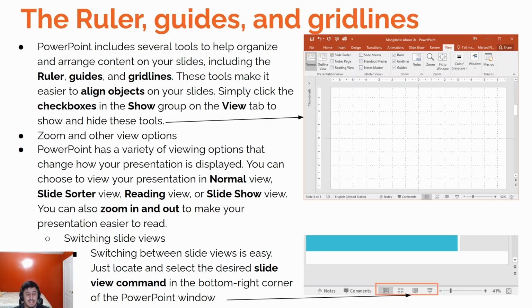Then we have the slide sorter view, which is a high level view of all the slides you created, zoomed out. All right, we have reading view, which formats it like a book. You're just looking at each slide, and then we have presenter view, which is what it looks like when we're presenting.